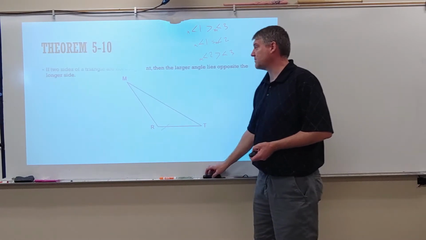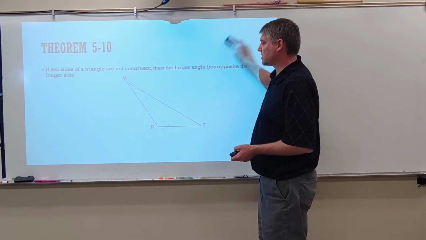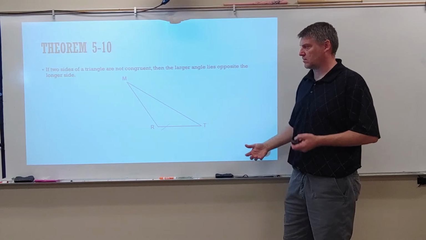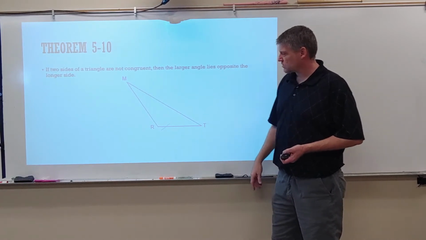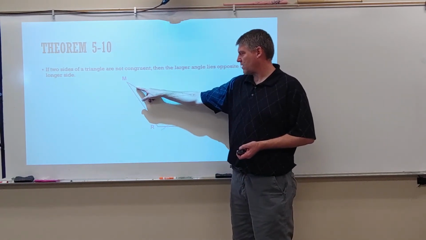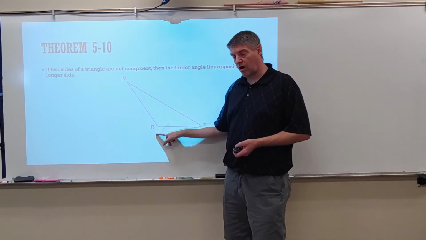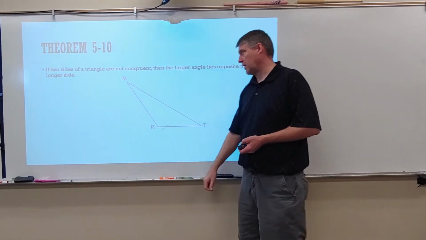Okay, theorem 5-10. If two sides of a triangle are not congruent, then the larger angle lies opposite the longer side. Okay, so here I have MT is greater than RT, right? So angle R is larger than angle M.